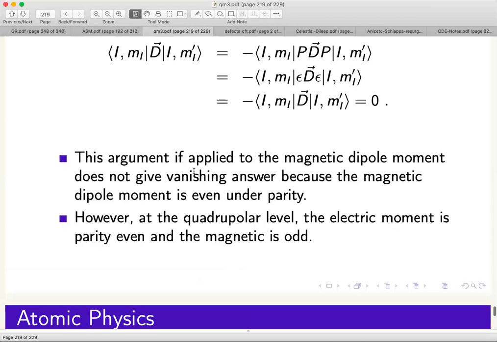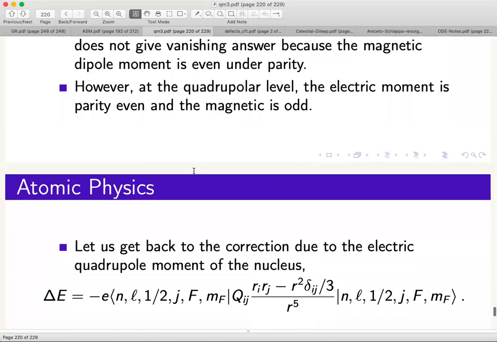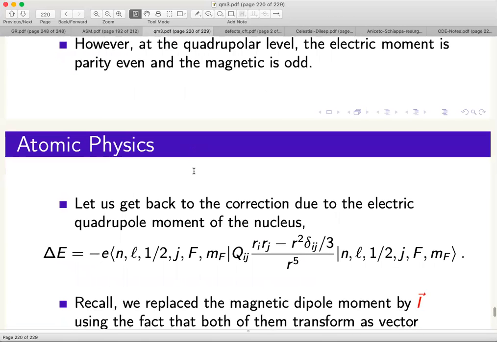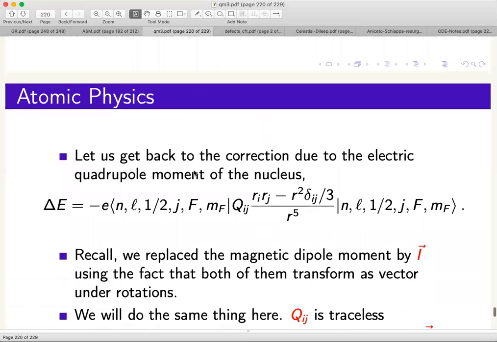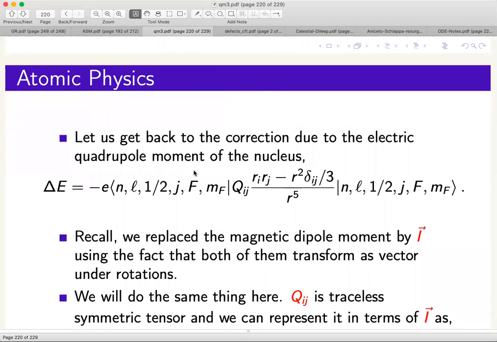Okay. So let's look at the electric quadrupolar case. We are not going to work this out, but at least we'll try to understand how we would go about doing this computation.